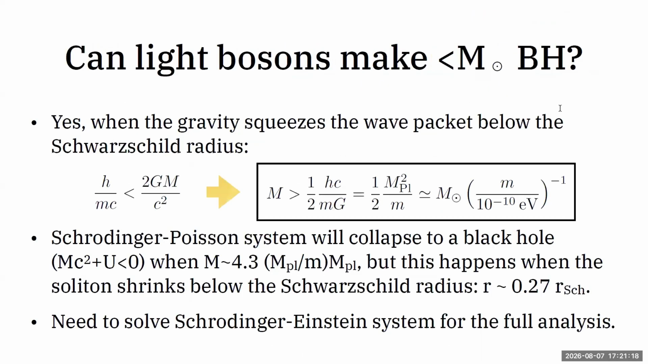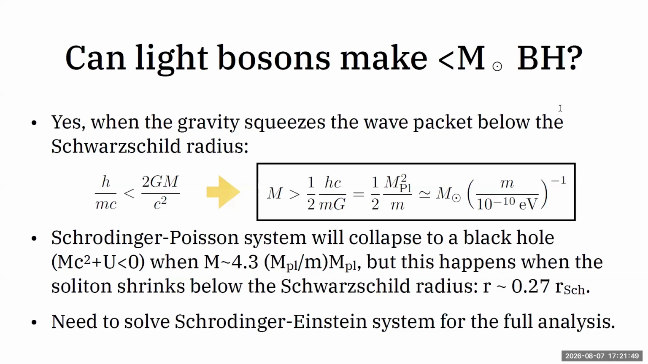Another question: I told you about the fermionic formula, where the Chandrasekhar mass is proportional to 1 over proton mass squared. What about bosons? Can bosons make a black hole? That's this slide. For bosons, we have another constraint. I can do a very simple-minded calculation: if the Compton length of this bosonic particle is smaller than the Schwarzschild radius, then it will be a black hole, right?